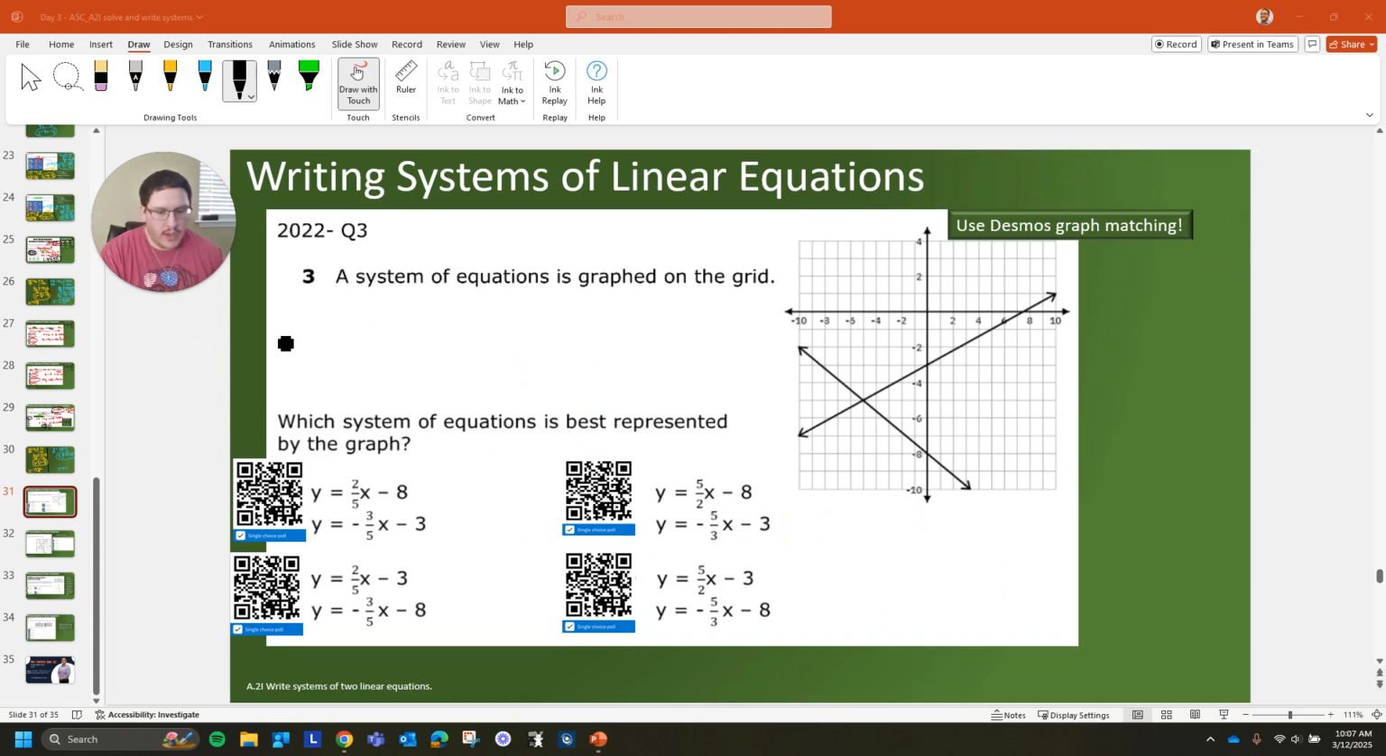Okay, so now we're going to go through different types of problems that involve our knowledge of systems of equations. So we're going to need to have a good grasp of what systems of equations are, what the important points are, how to find the equations to graph, etc., and use it for this problem. So the system of equations is graphed on the grid. Which system of equations is best represented by the graph? So we have a graph. We need to figure out which of these equations best represents this graph.